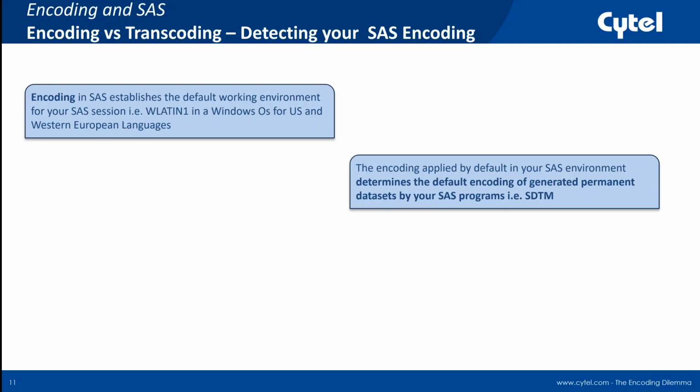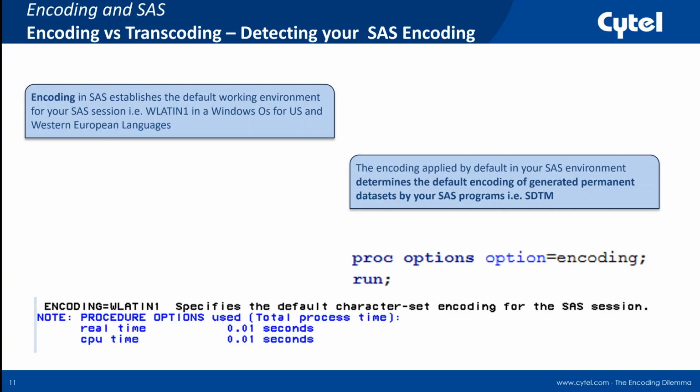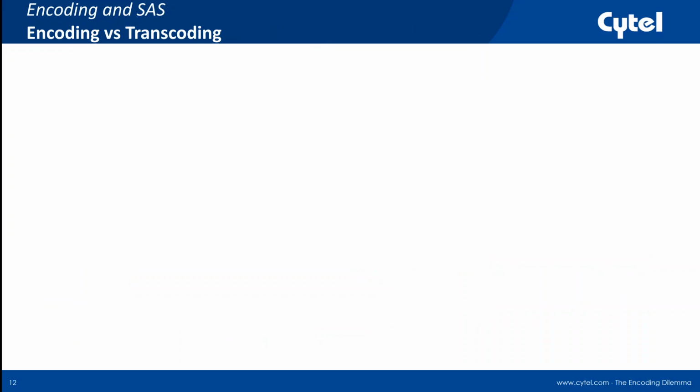You can check this in SAS in at least 2 ways, and one of these is by querying the encoding option using the proc options. For example, the default SAS configuration at CITEL is WLatin1 encoding.